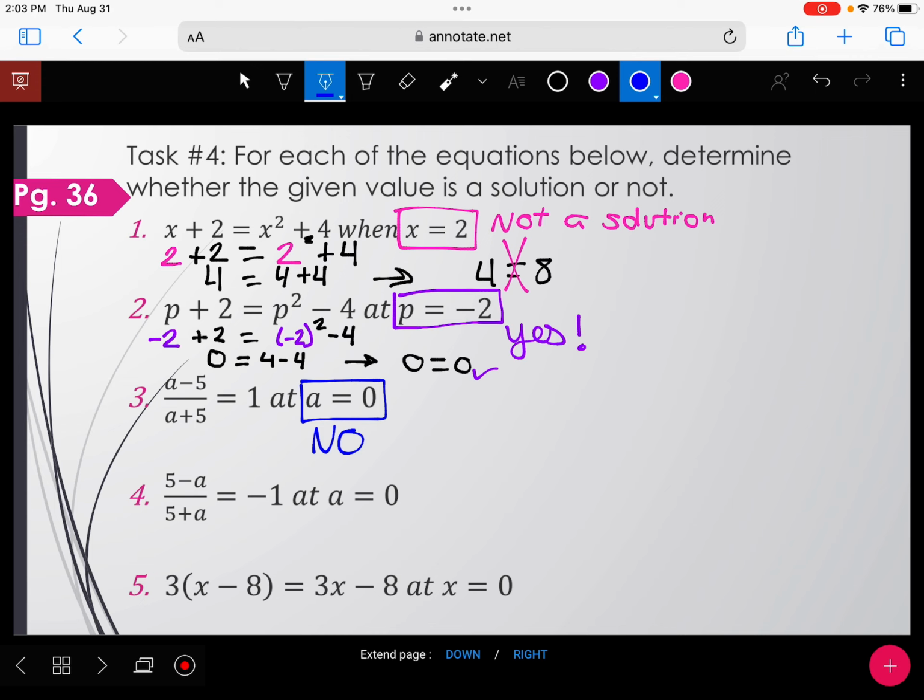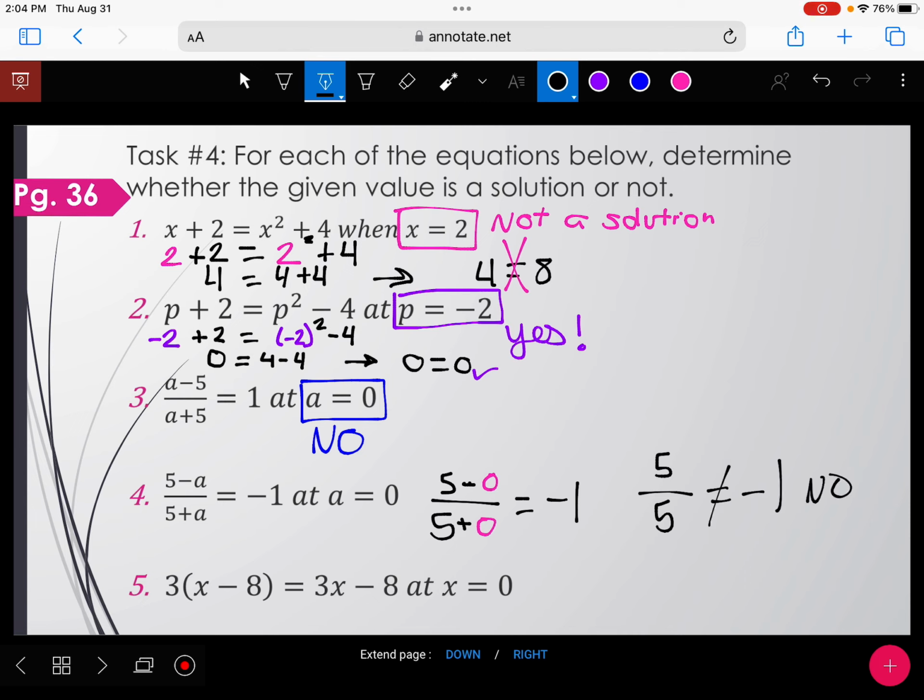How about for number 4? Does that one work? Ooh, I hear debate. I love debate. Debate is fun. So let's look at it. If we have 5 minus 0, that's a minus, not a times, over 5 plus 0, is that going to equal -1? Because 5 minus 0 gives us positive 5, and 5 plus 0 gives us positive 5, and that definitely does not simplify down to -1. So no, this one doesn't work either.